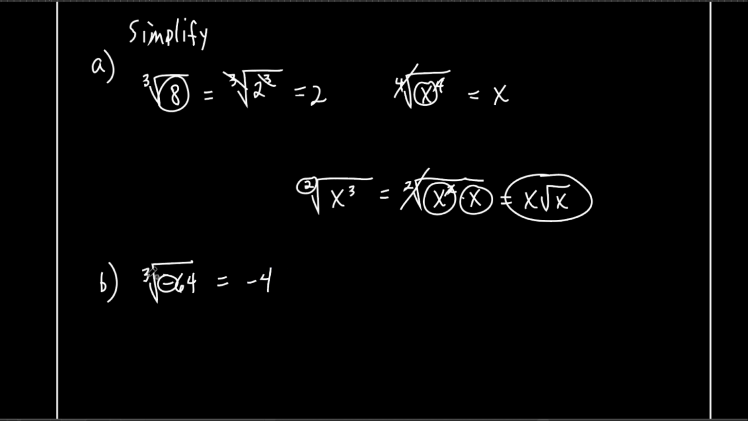I want to show you something. You can take the cube root or fifth root or seventh root or ninth root. What kind of numbers are all those? Odd. That's correct. If you have an odd index or an odd root, you can take an odd root of a negative number, and it's going to come out negative.